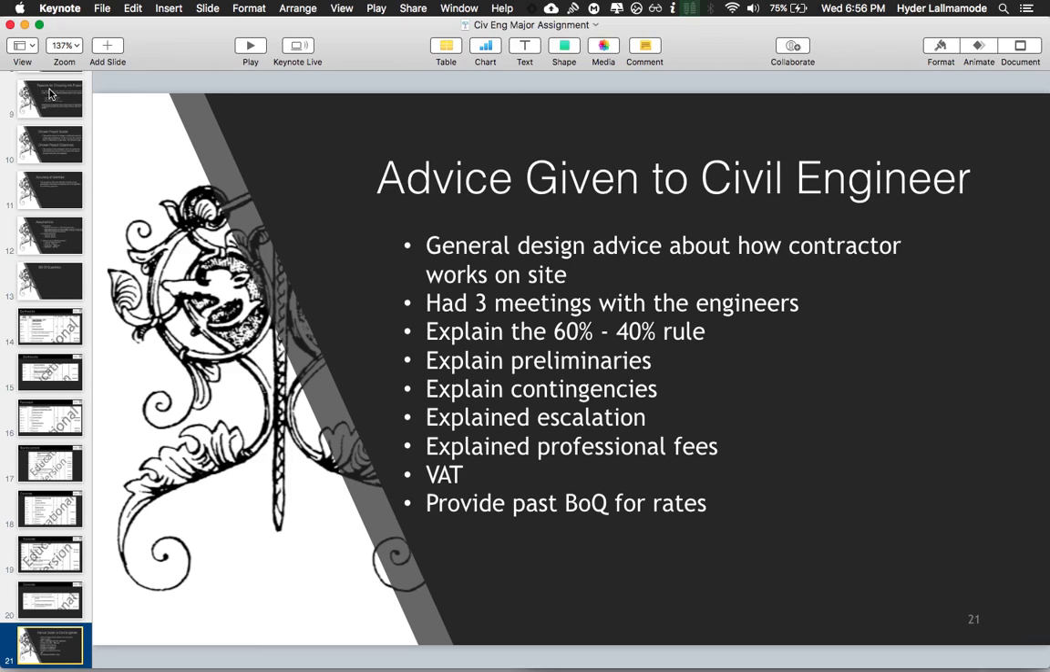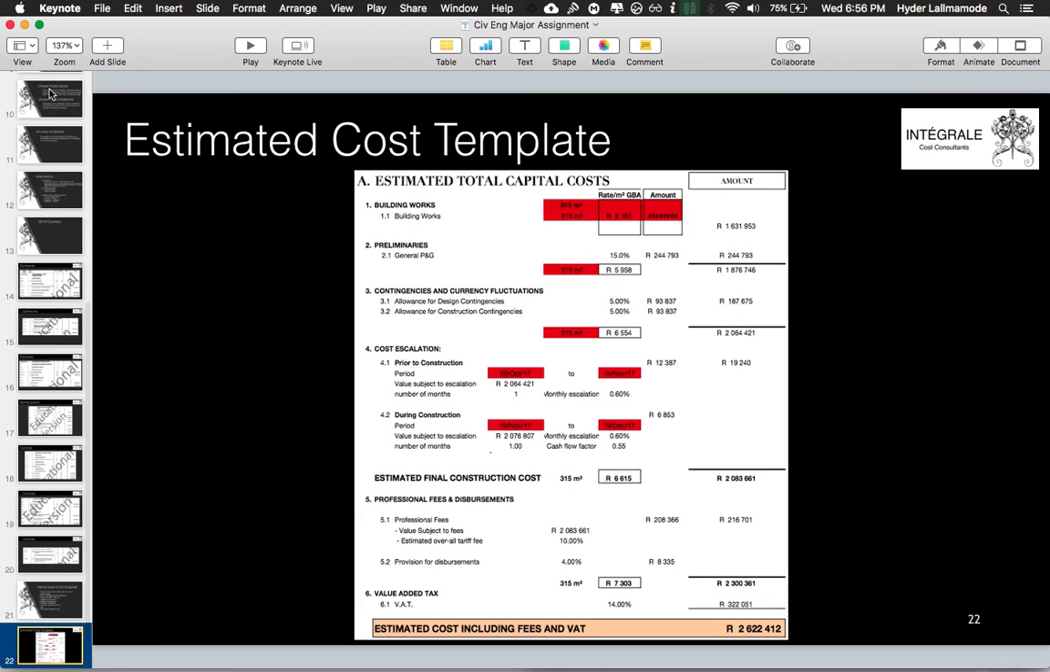Additionally, past BOQs were provided to the civil engineers for the rates. Here's a template that was also provided to them. They basically had to plug in their building works and then generate a preliminary amount, contingency amount, escalation, and a professional fees amount. That was also added.